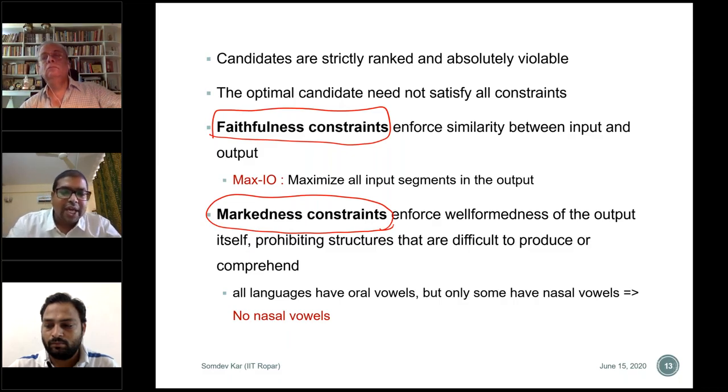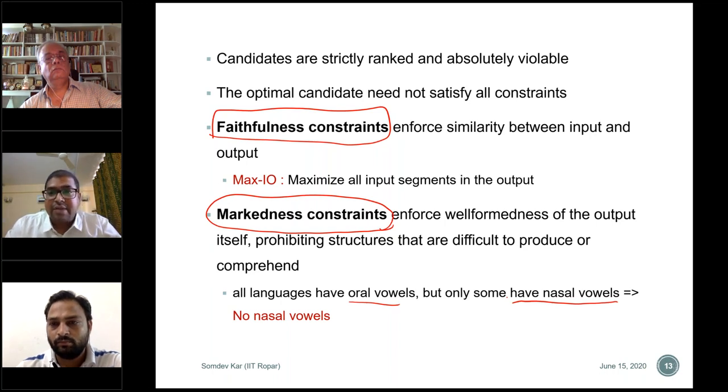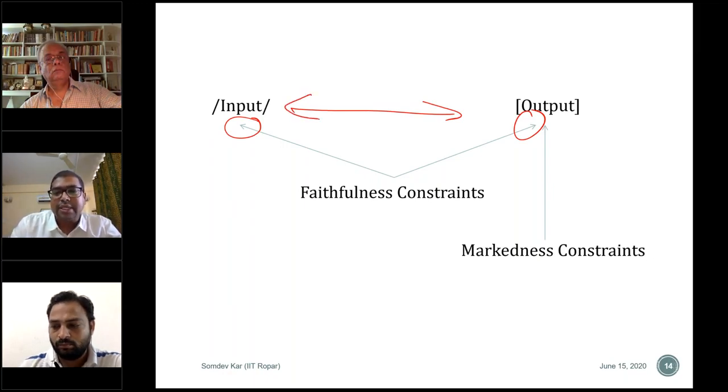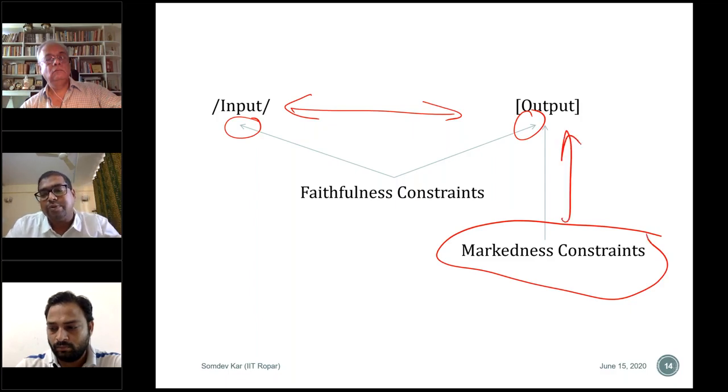So for example, all languages have oral vowels, but only some have nasal vowels. So if you have a specific constraint that nasal vowels are not allowed, then for a certain language, it has to be a bit lower ranked. Okay. So what happens when we actually apply these rules? The faithfulness constraints, they just check the input and the output. So input and output must correspond. While the markedness constraints, they directly get applied to the output. They just check whether the output is following or violating this particular constraint.